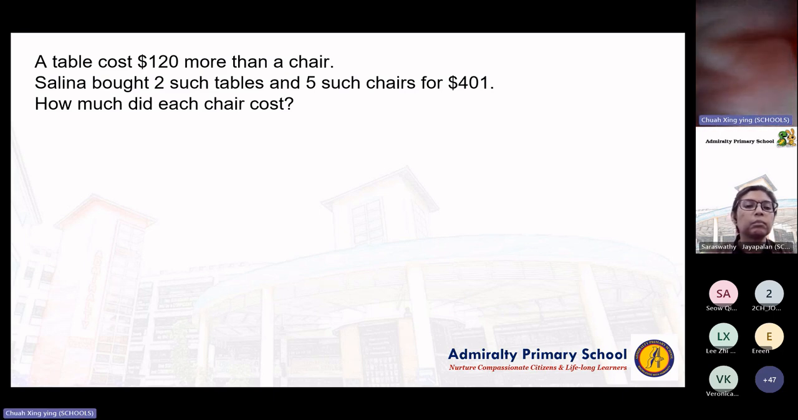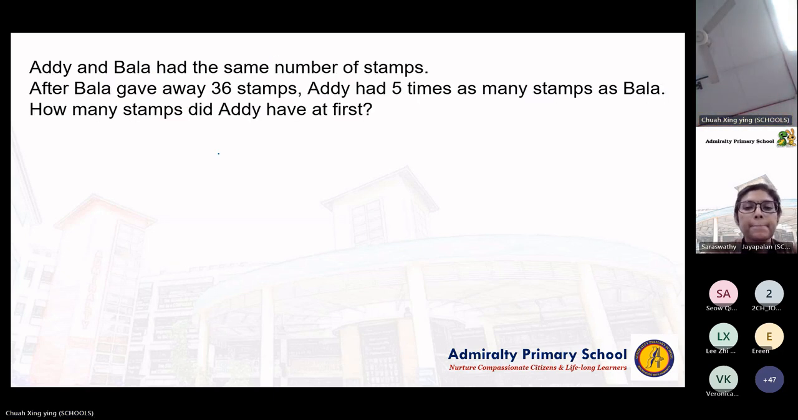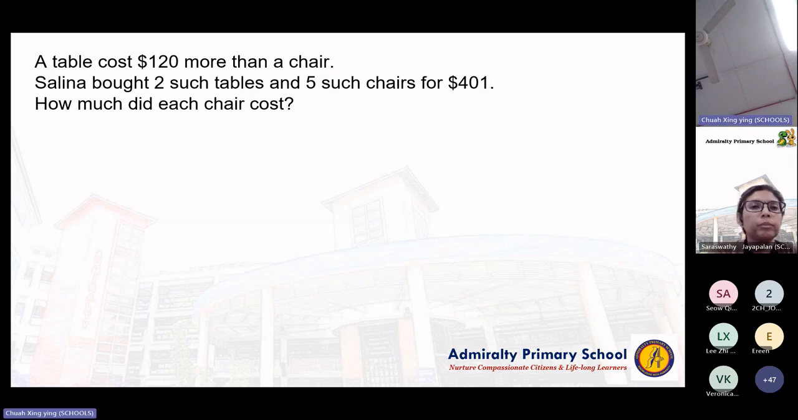Let's look at the first sentence. A table costs $120 more than a chair. This is a very direct comparison between one table and one chair. So in primary 2, the children learn a lot of this, all right? A table costs how much more than a chair, an apple costs how much more than an orange. It is to build them to reach this stage. So this is their starting point.